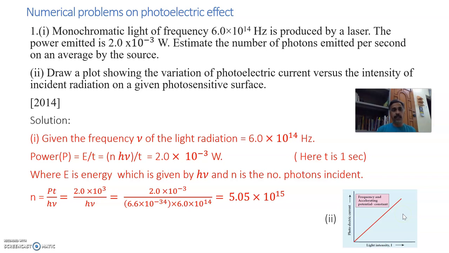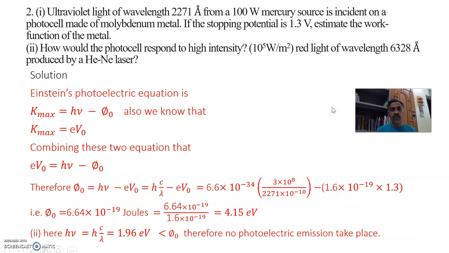Shall we move on to the second question? This second numerical problem reads like this. Ultraviolet light of wavelength 2271 angstrom unit from a 100 watt mercury source is incident on a photocell made of molybdenum metal. If the stopping potential is 1.3 volts, estimate the work function of the metal.